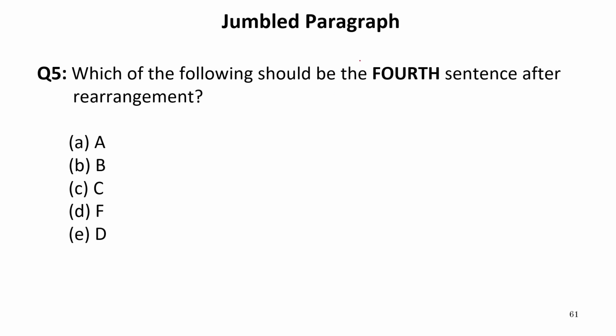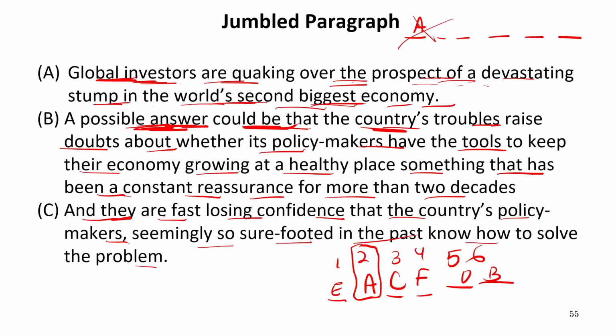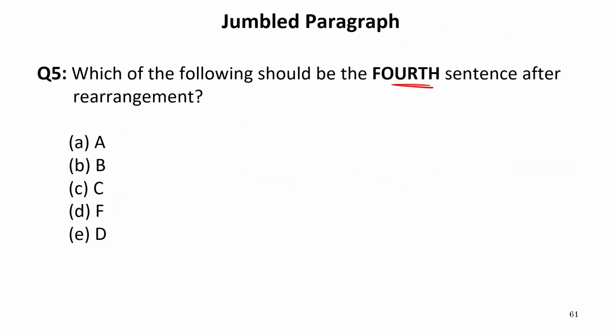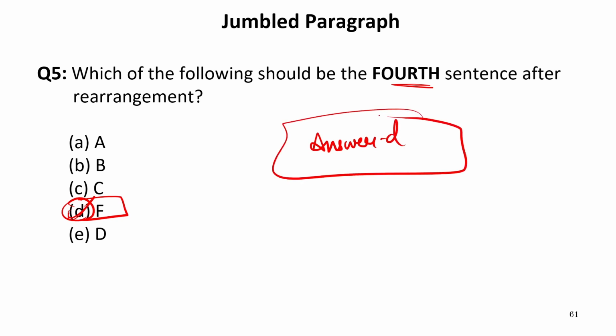Now, what should be the fourth sentence after rearrangement? It is F. Now let us see in which option this is given. So the fourth sentence is F, that is given on D part. So D option. So our answer is D. So this is the fifth question, which was the last question of this passage.